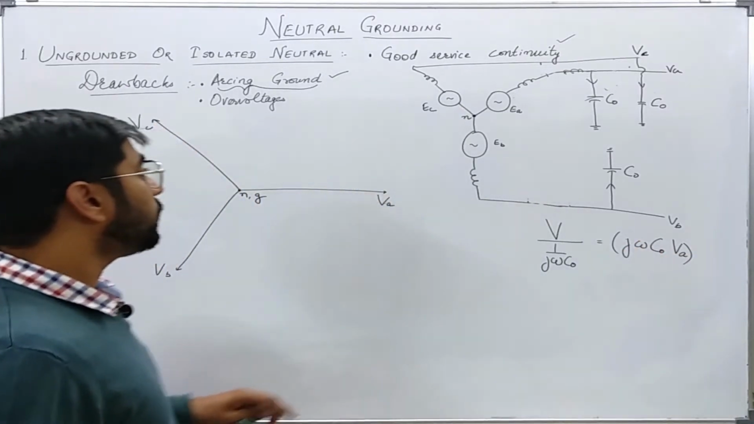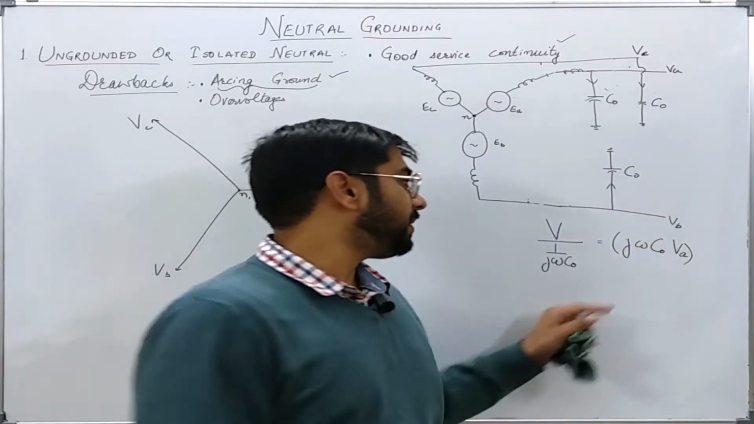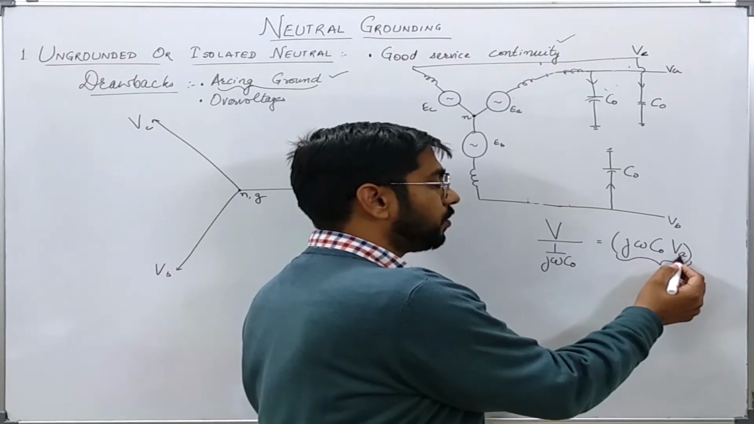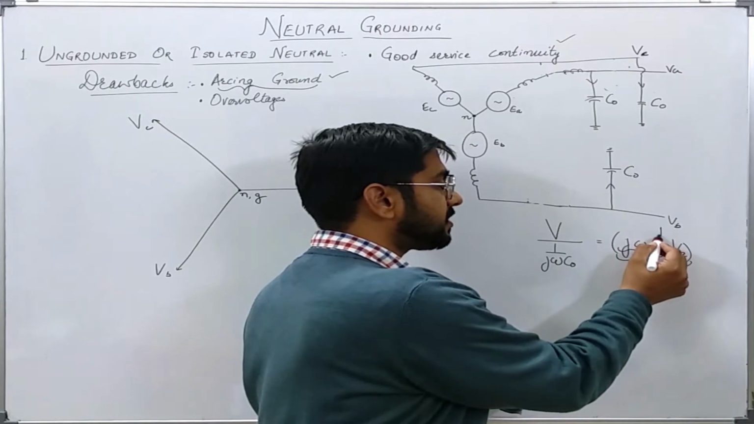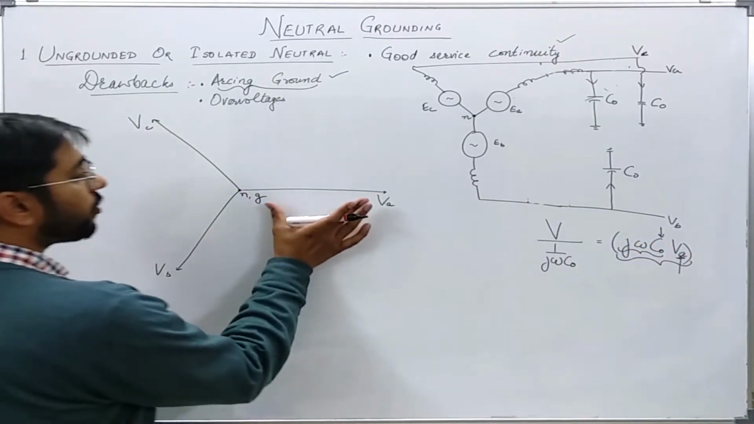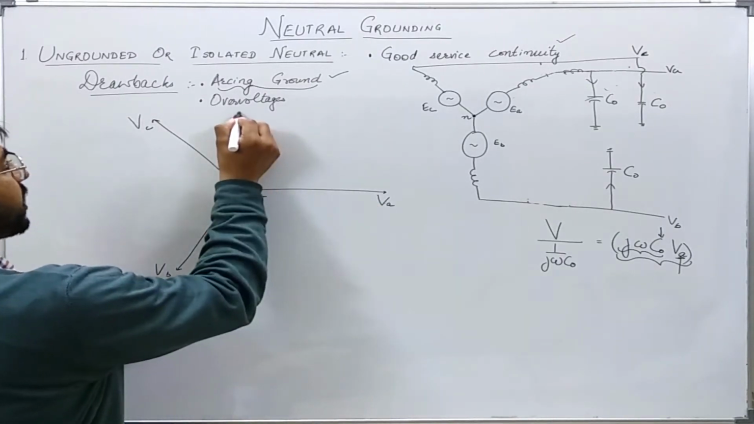Okay, so the currents flowing into these capacitances will be only these currents, determined by the line to ground or phase to ground voltage and the capacitance between phase and ground. Okay, so for phase A, the capacitive current will be like this.